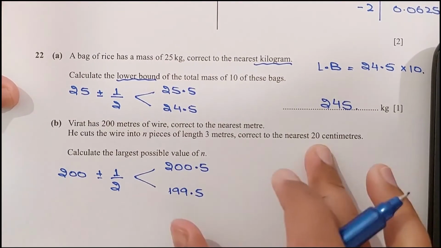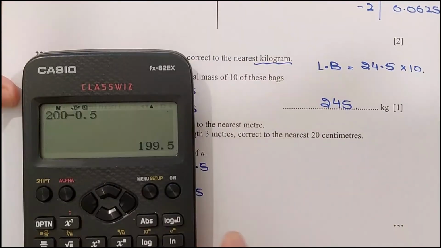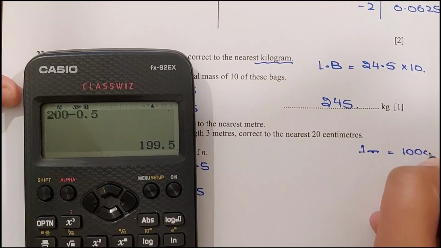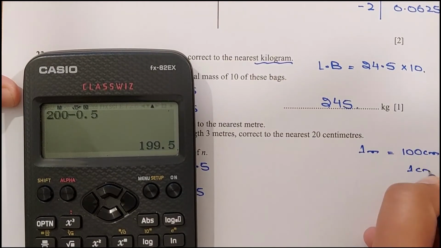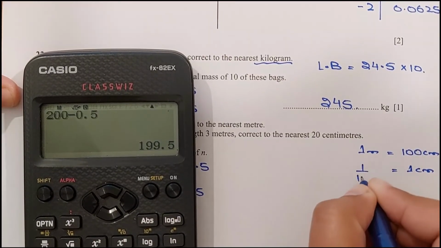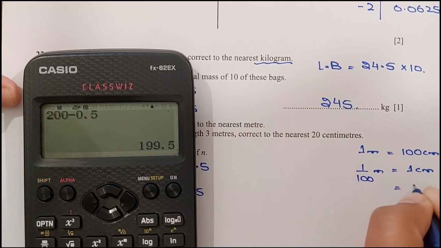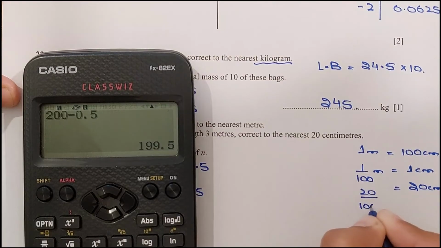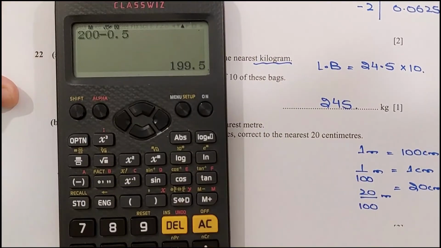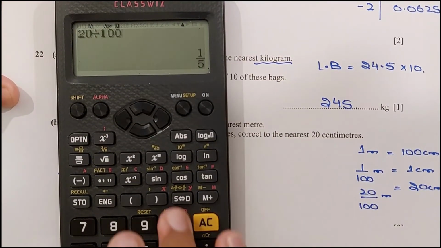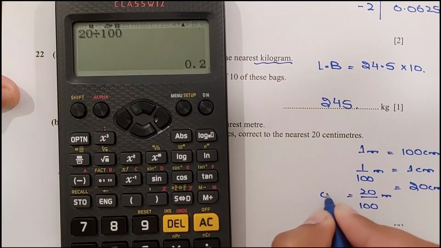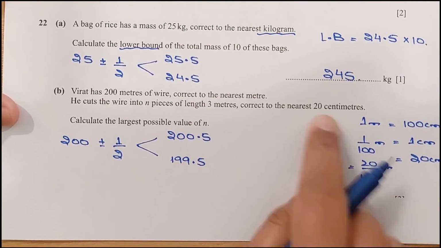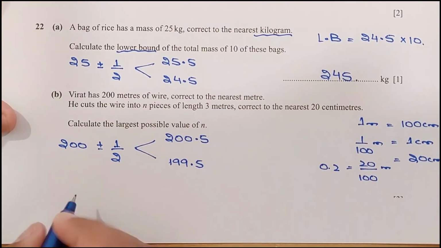So first let me convert these centimeters to meters. 1 meter is 100 centimeters, and 1 centimeter is equal to 1 by 100 meters. And what is 20 centimeters? 20 centimeters is 20 by 100 meters. What is 20 by 100? This is 0.2 meters, right? So we have 3, correct to the nearest 0.2 meters.